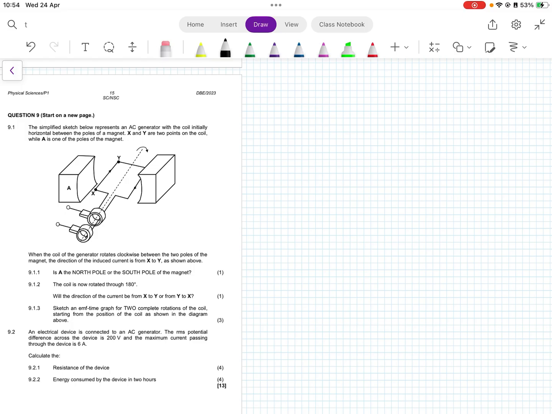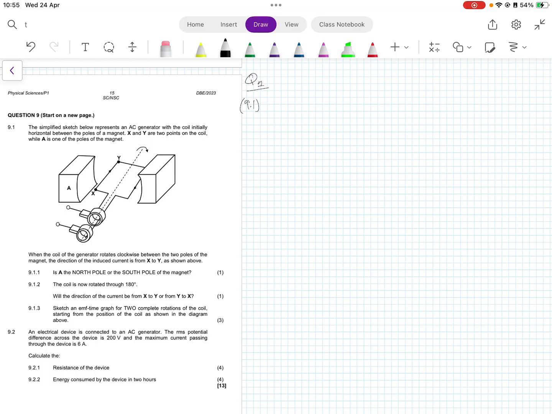All right. Now, we are told that the simplified sketch below represents an AC generator with the coil initially horizontal between the poles of the magnet. X and Y are 2 poles on the coil, while A is one of the poles on the magnet. When the coil of the generator rotates clockwise between the 2 poles of the magnet, the direction of the induced current is from X to Y as shown above.